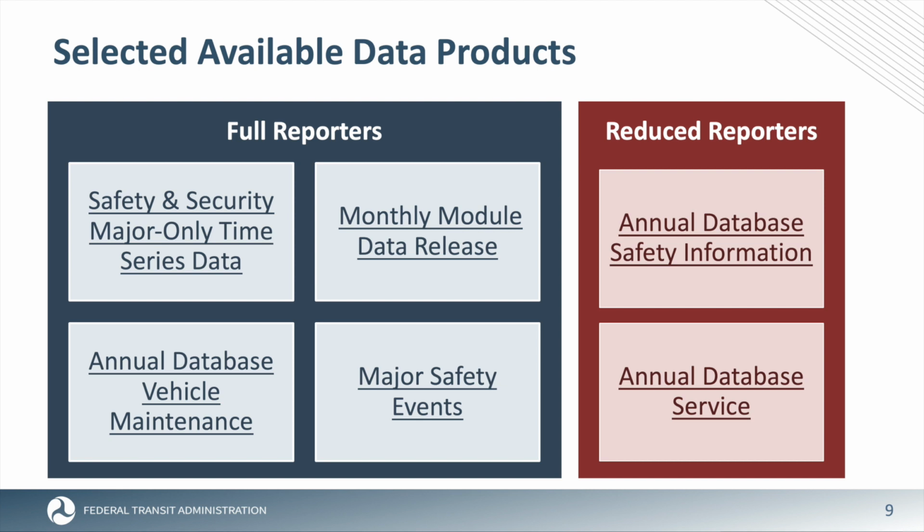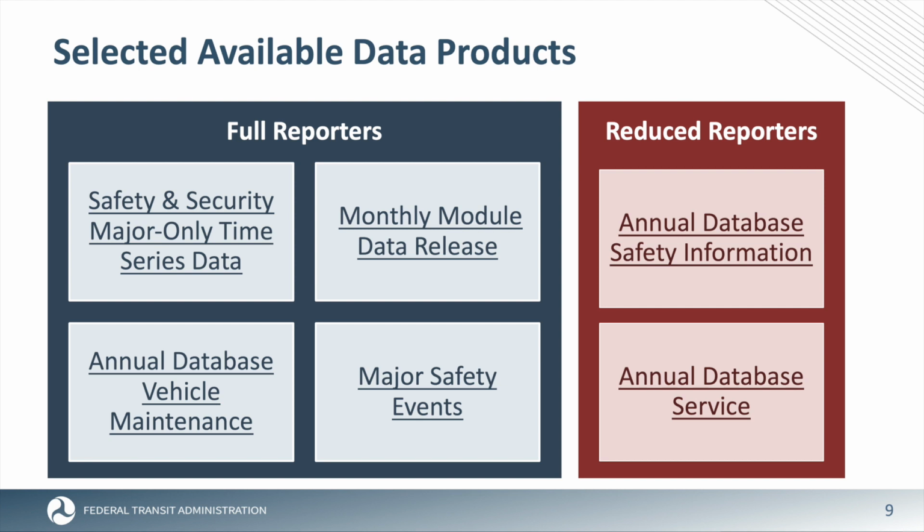Now, for reduced reporters, your agency may be interested in a couple of data products. One is the annual database safety information. This file will provide annual totals reported to the NTD by reduced reporters for the 3 data points that they report, which is the agency-wide total of major events, the agency-wide total of injuries, and the agency-wide total of fatalities. It also points you, if you're a reduced reporter, to the annual database service file.